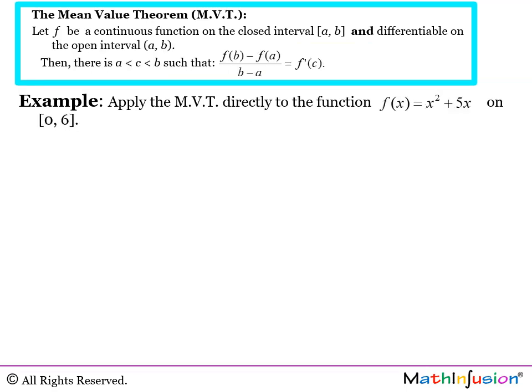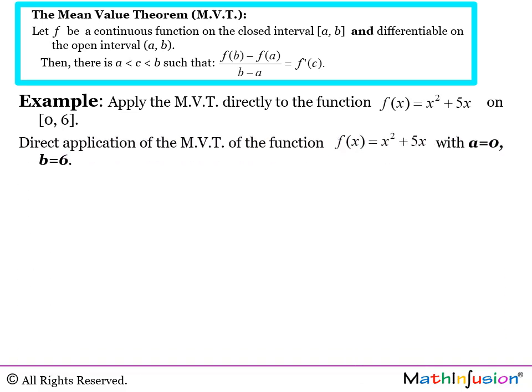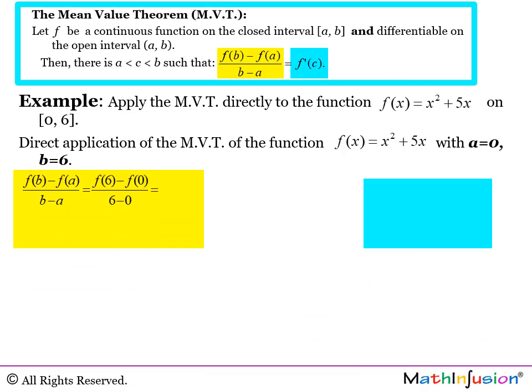Example. Apply the mean value theorem directly to the function f(x) equals x to the power of 2 plus 5x on the closed interval [0, 6]. So we just have to apply the theorem directly, and a equals 0 here, and b equals 6, and the function is x to the power of 2 plus 5x. So as before, what is (f(b) minus f(a)) over (b minus a)? It is (f of 6 minus f of 0) over (6 minus 0).